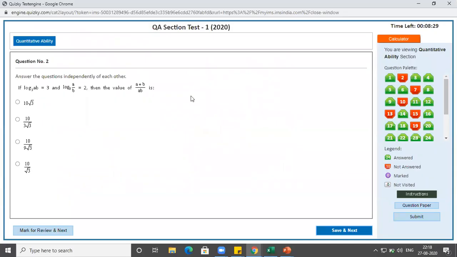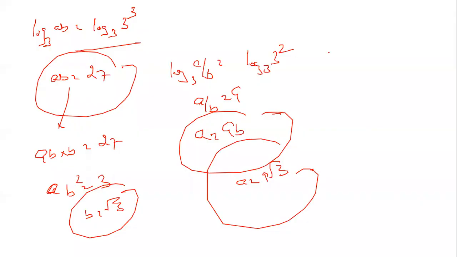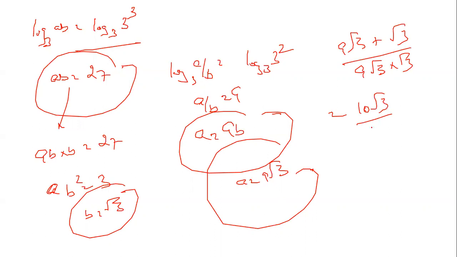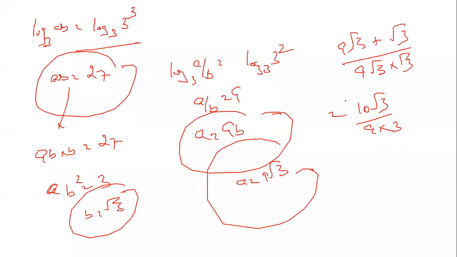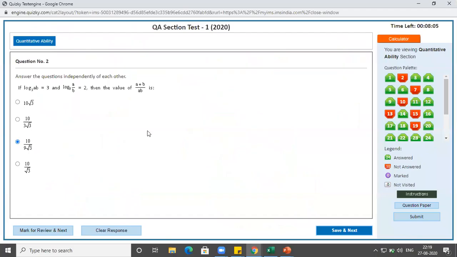क्या निकालना है? The value of A plus B upon AB. Okay. 9 root 3 plus root 3 upon 9 root 3 into root 3. So this is 10 root 3 upon 9 into 3. Option देखते हैं. 10 root 3 over 9 into 3. Option C. Root 3 से ये root 3 create कर देगा यहाँ पे. So this becomes 10 upon 9 root 3, which is my option C.